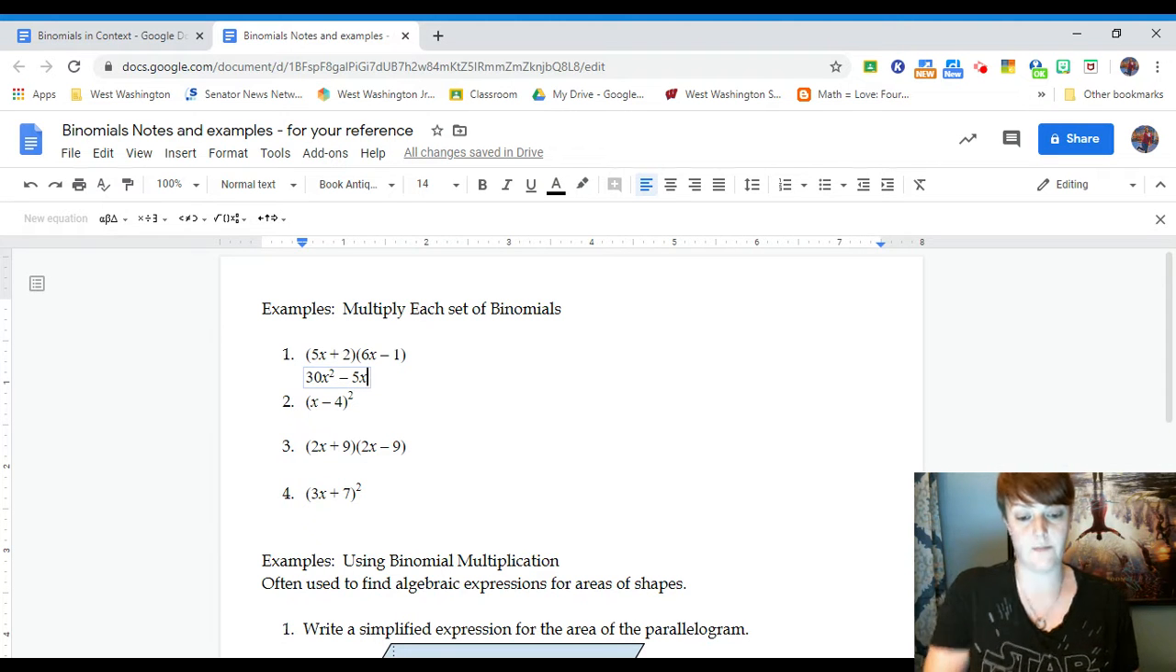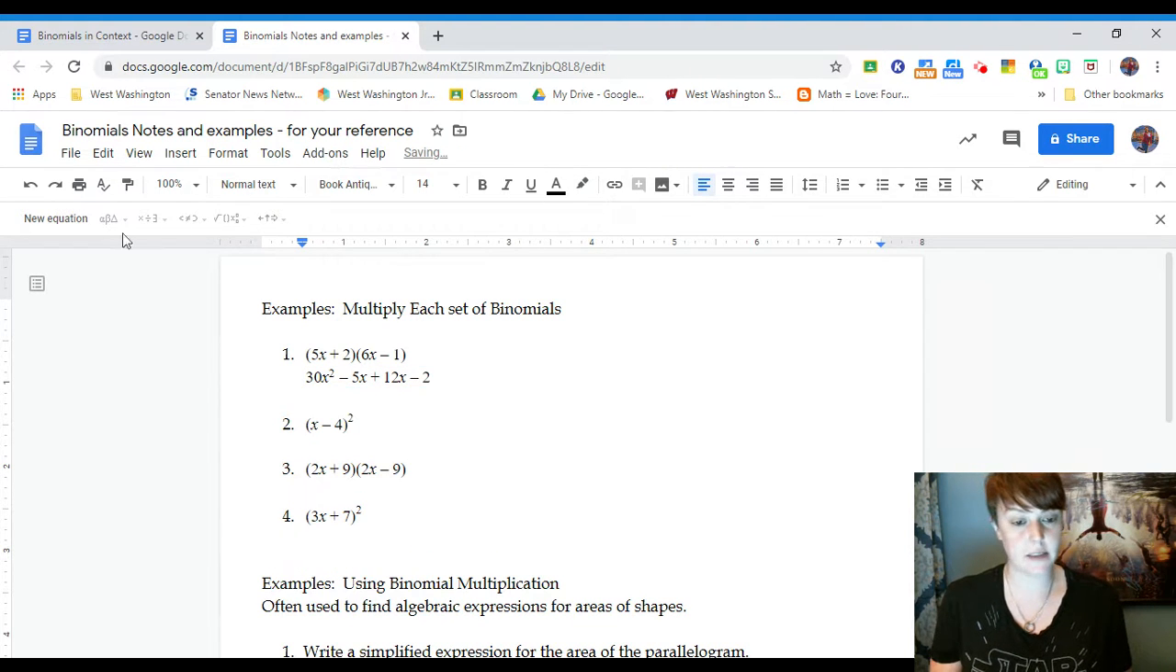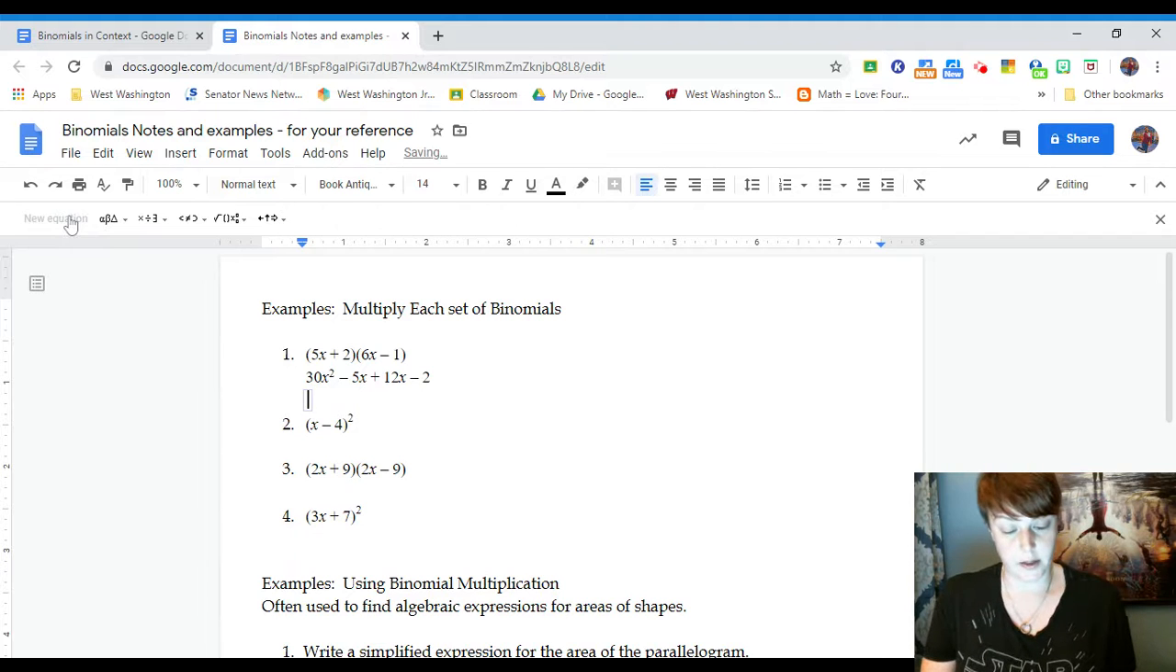Then the two middle terms are 2 and 6x. Both of those are positive, so that would be plus 12x. And then the last two terms are 2 and negative 1. Everything is multiplied here. 2 times negative 1 is negative 2. Our next line then would read after we combine the two middle terms. See how this has an x squared and this doesn't have any x's at all. It means that we can only combine the two middle terms, and that's the way it's going to be.